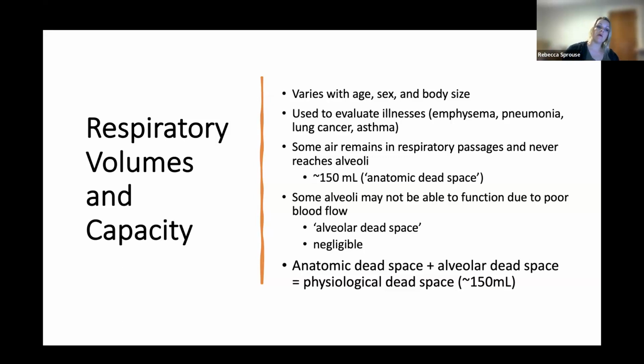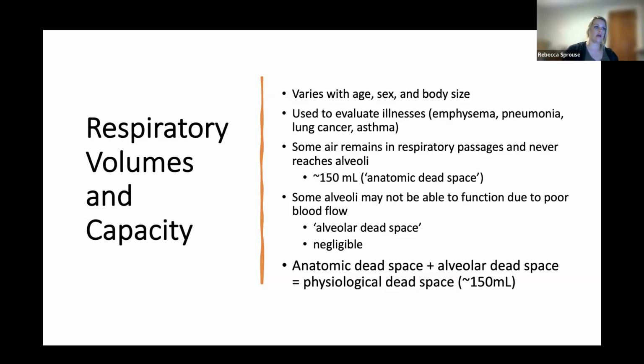So if we think about all of the air that's in our passageways, our trachea, our nasal passages, our bronchial tree, all of the air that's there that never reaches the alveoli, at least not in a normal respiratory cycle, right? That's our anatomic dead space.